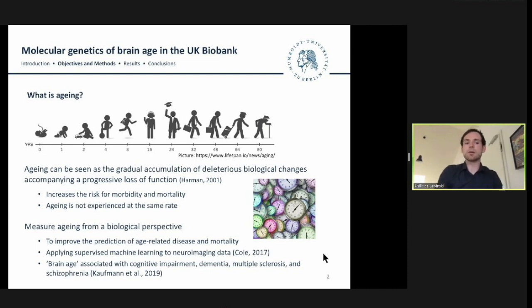So researchers came up with the idea to improve the prediction of age-related disease and mortality by measuring aging from a biological perspective. And this is usually done using supervised machine learning and neuroimaging data. There's accumulating evidence suggesting an association of the biological age of the brain, of brain age, with several mental health phenotypes. For instance, a recent large study by Kaufman and colleagues showed that brain age is associated with cognitive impairment, dementia, multiple sclerosis, as well as schizophrenia.